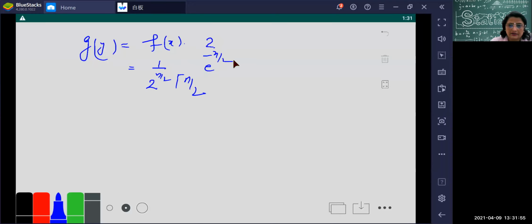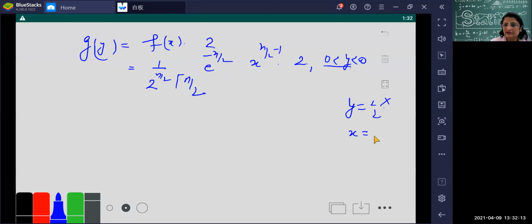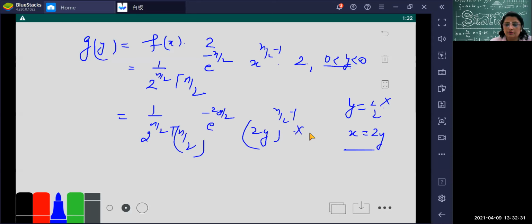Ultimately, what were we writing, g of y. The formula is f of x into the Jacobian of transformation, and the Jacobian comes out to be 2. The value of f of x is 1 by 2 raised to power n by 2 gamma n by 2, e raised to power minus x by 2, x raised to power n by 2 minus 1, into 2. Now the whole expression must be converted to y. Since y is half of x, x will be equal to 2y. So we put 1 by 2 raised to power n by 2 gamma n by 2, e raised to power minus 2y upon 2, and x as 2y raised to power n by 2 minus 1, into 2, with 0 less than y less than infinity.